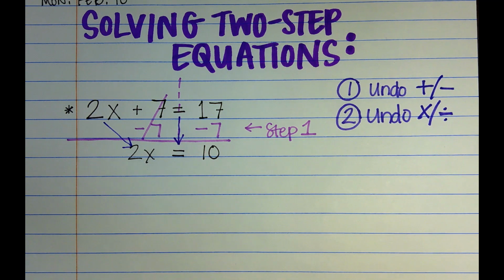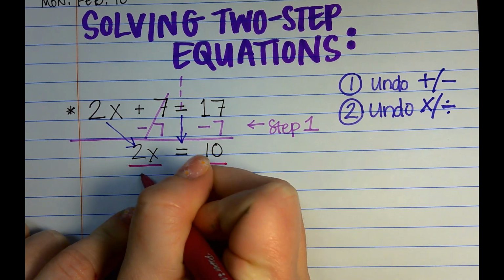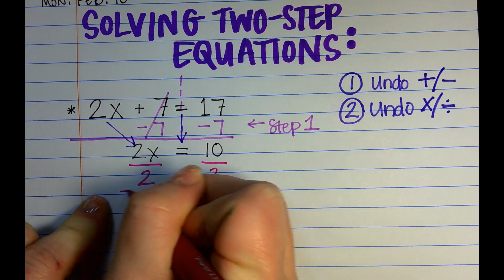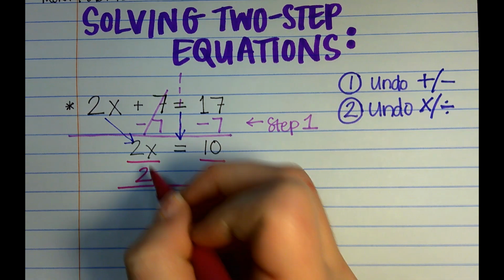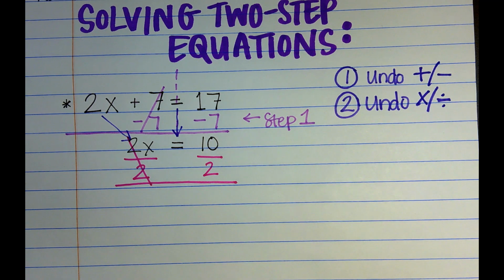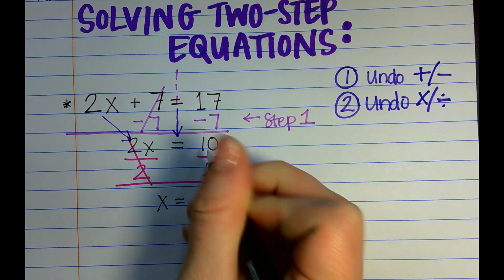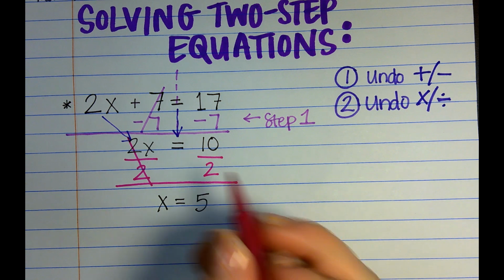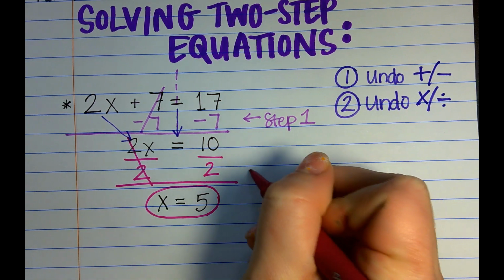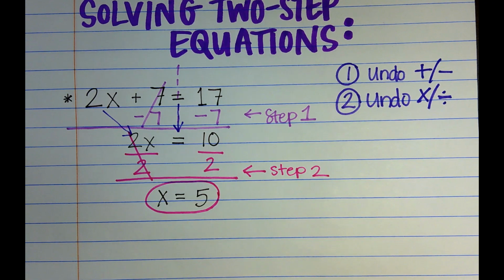Now I have 2 times x equals 10. Now we're dividing. 2x means 2 times x, so to get rid of that, we divide by 2. The 2s cancel each other. 2 divided into 10 goes 5 times. So x equals 5. So that's step 1, here's step 2. That's why we call this a two-step equation. It takes 2 steps.